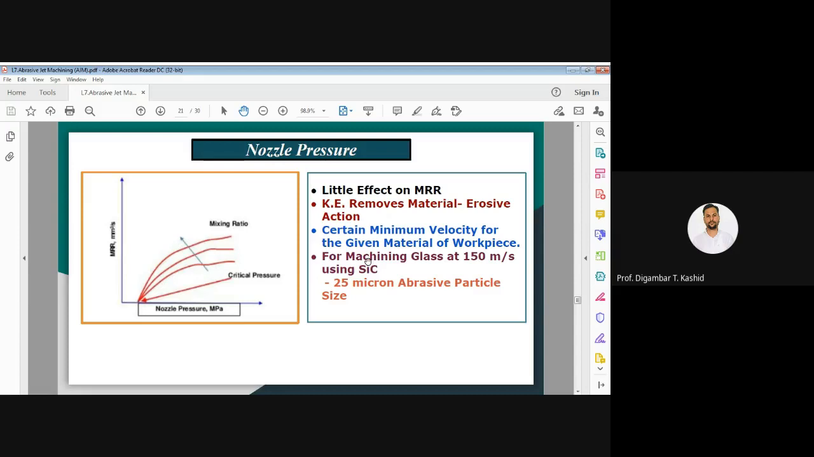If the velocity of the abrasive particle is less than 150, then it will not be able to remove the material from your glass. So that will decide your critical pressure. So for machining of glass, the velocity should be 150 meters per second at minimum, the abrasive particle should be silicon carbide, and the abrasive particle size should be 25 micron.